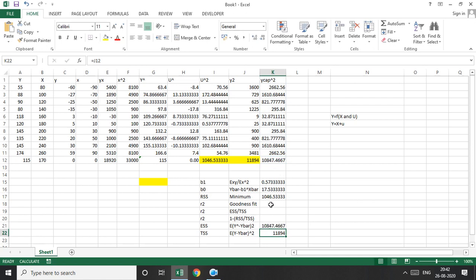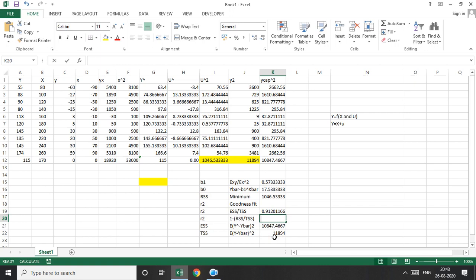Then what's R squared? I have told you this is ESS divided by TSS. How much? 0.9120. Then what does it mean? It tells that 91% of the variations in Y are explained by the X, and almost 9% of the variations in Y are not explained by this X, and are explained by some other factors.